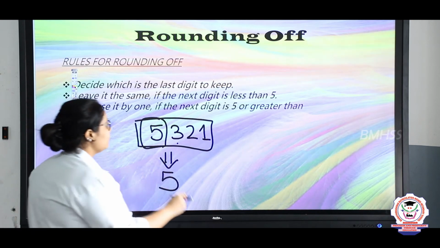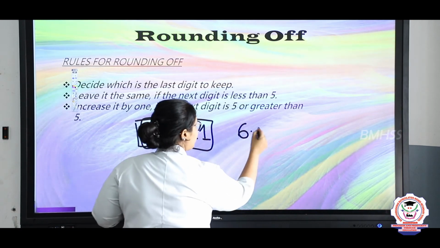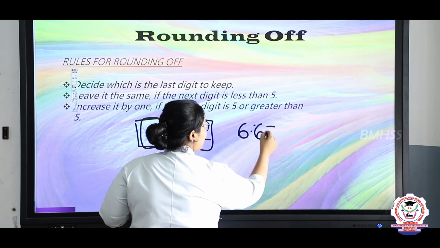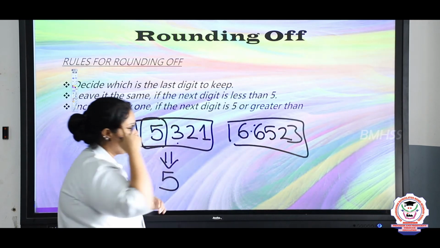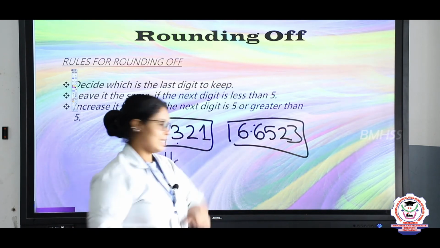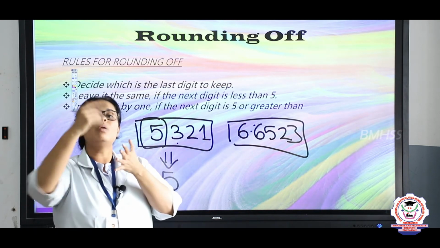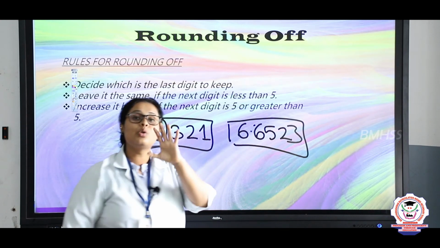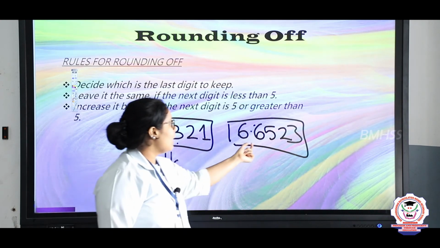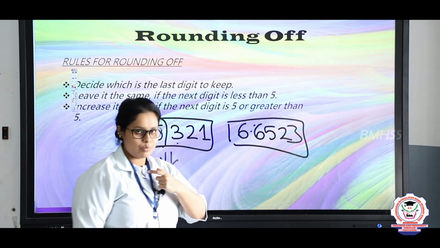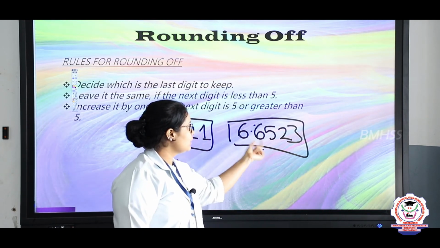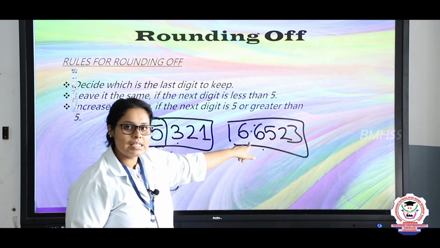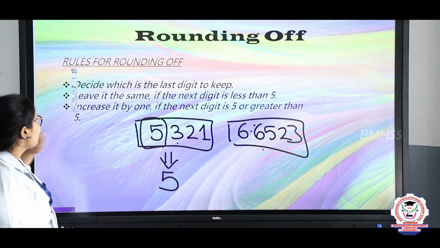Same way, in another example, if I am taking 6.6523. Now, I want to round off. Now, I will tell you that I don't want any decimal. I need only the ones place value. Now, first I will fix that this is my position. I want it in this position. Next, I want to see what is the digit here. Here the digit is 6. Read the last value.